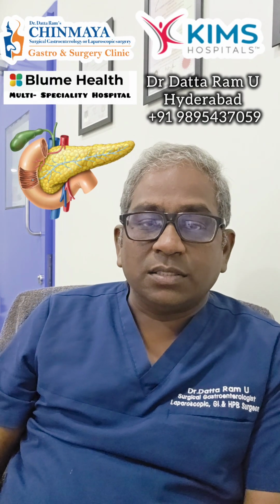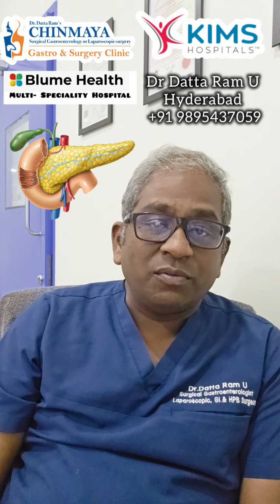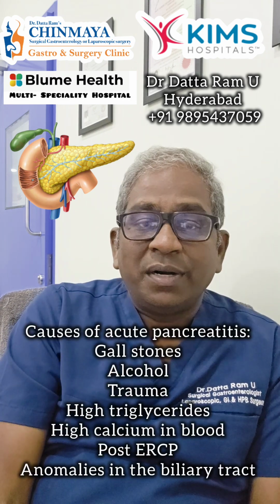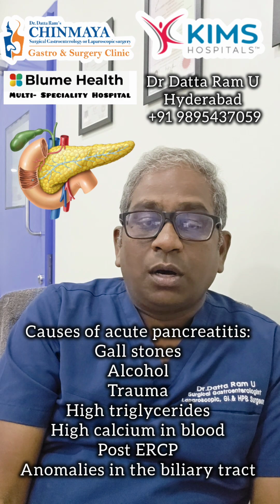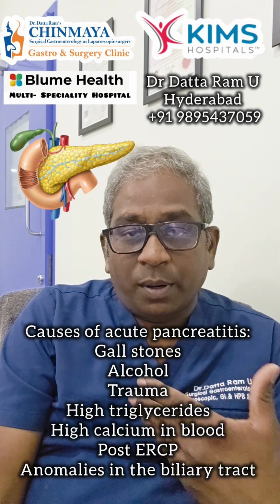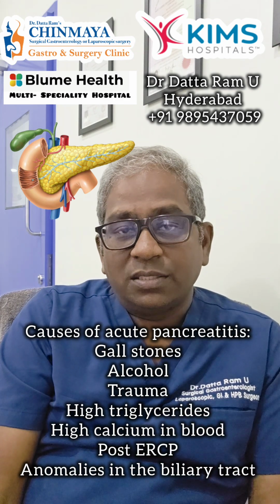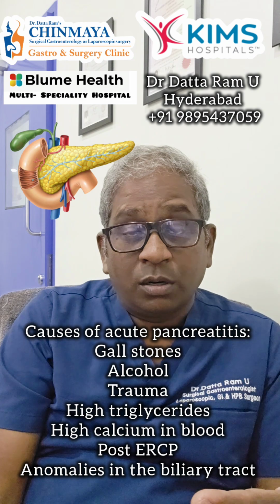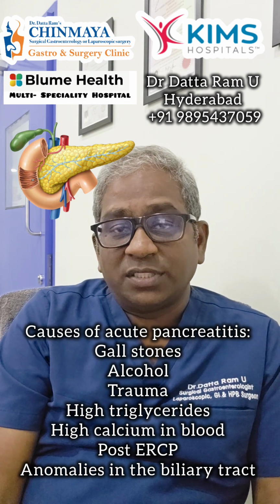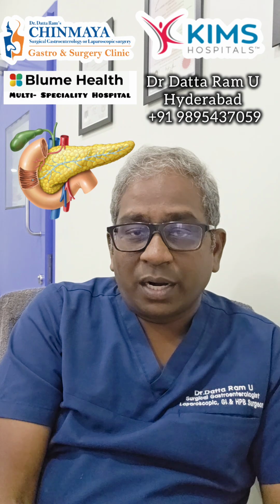Acute pancreatitis is a common cause of upper abdominal pain. Acute pancreatitis is one which happens suddenly. Common triggers are gallstones, alcohol, trauma, upper abdominal injury, hypertriglyceridemia, hypercalcemia, or sometimes post-intervention, that is post-ERCP. So these are the few causes of acute pancreatitis.